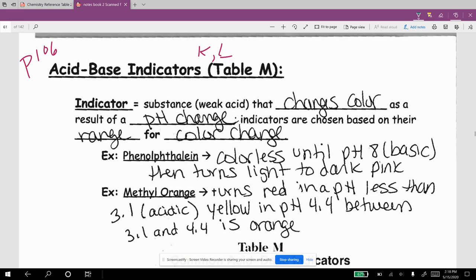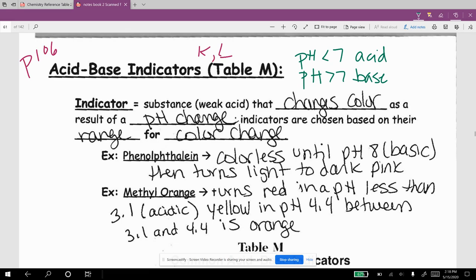Remember, we're just going to do a quick review. When we talk about a pH, again, less than 7, we have the acidic range. And if we have a pH of greater than 7, we have our base range. And then remember, our pH of 7 is going to be our neutral.